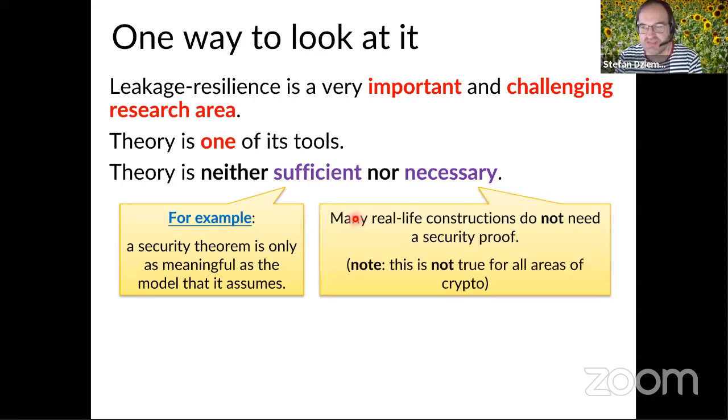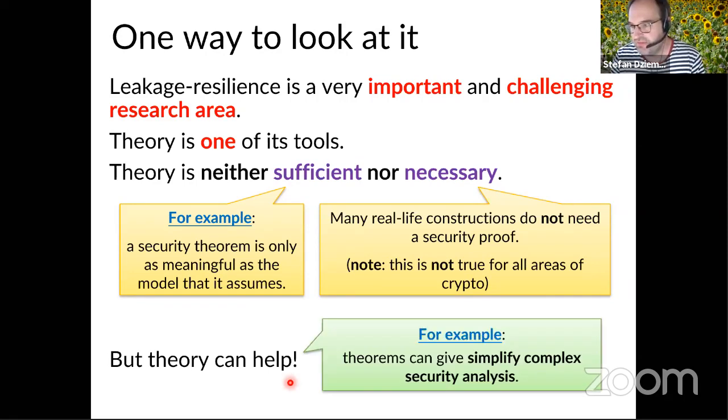And it's also not necessary, strictly speaking, because you can show many successful constructions that are secure and came without any security proof. This is not true for all areas of crypto. I think if you talk about cryptographic protocols, for example, then usually people would say nowadays that proofs are absolutely crucial. It's not true, I think, for cryptographic hardware. Yet, I think theory can help. And I will give you some examples. For example, just to start with something, theorems can simplify complex security analysis.